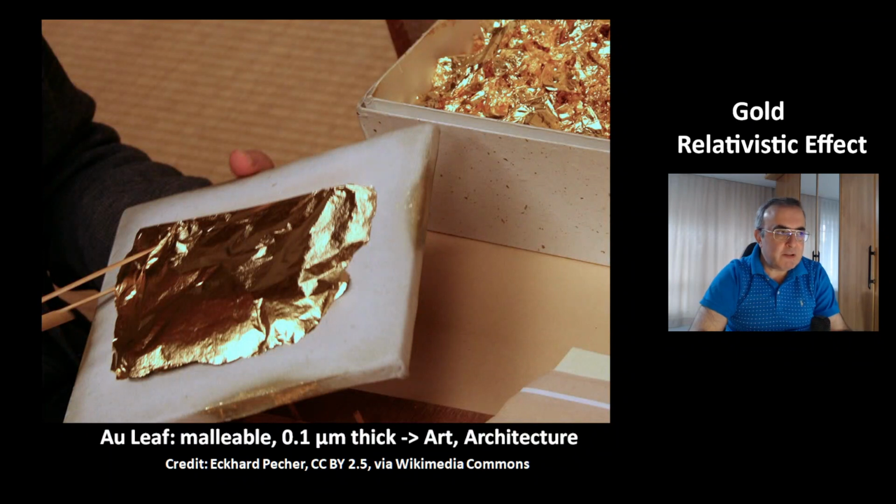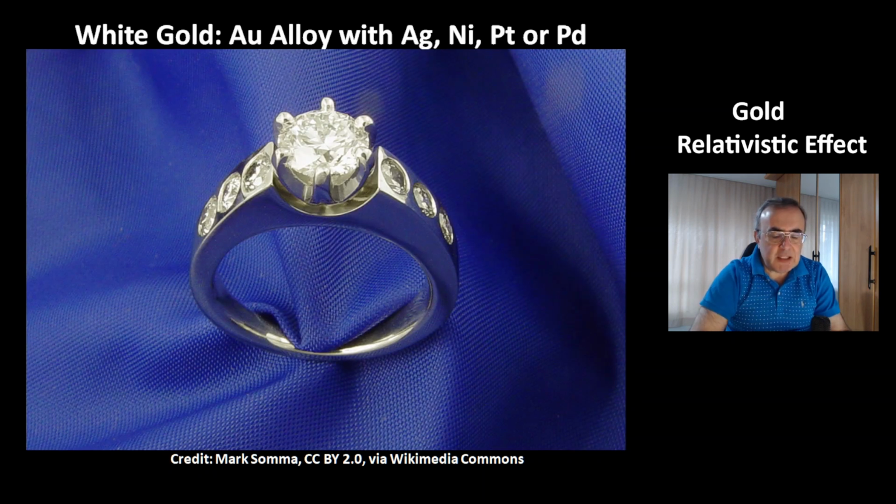Since gold is very malleable, you can make gold leaf with a thickness down to 0.1 micrometers, and these leaves are used for art and architecture. Some people don't like the yellowish color of gold. They prefer white gold, and white gold is gold alloy with silver or nickel or platinum or palladium.